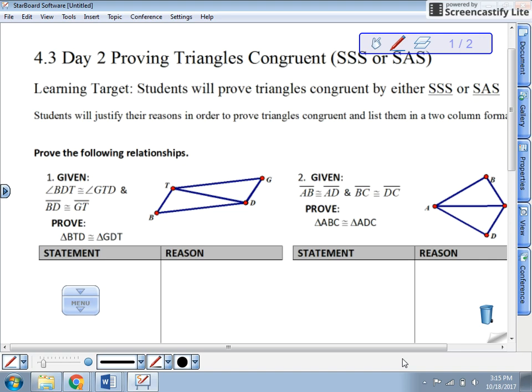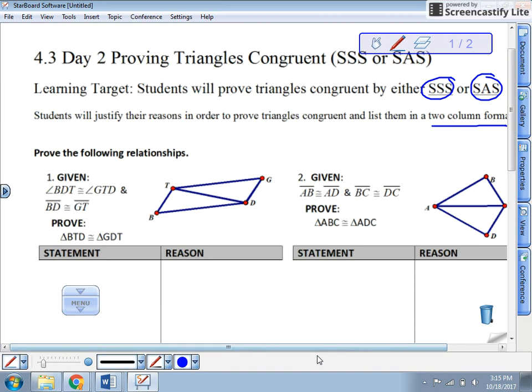Welcome to the notes on proving triangles congruent, and today we're going to be using side, side, side, or side, angle, side. Again, we will only be using those two to prove triangles congruent. We know what congruent triangles mean now, but we are either going to use side, side, side, or side, angle, side. And then you're going to justify your reasons in order to prove triangles congruent in a two-column form.